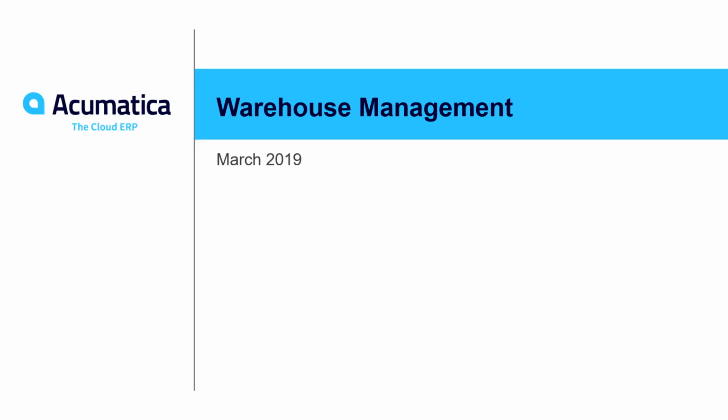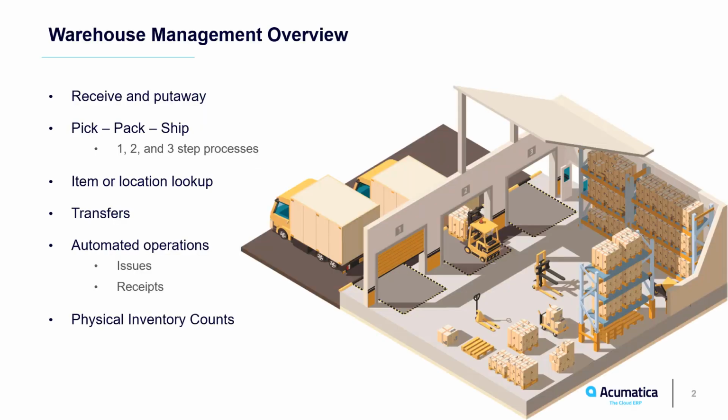Mobile Warehouse Management. Acumatica offers basic warehouse management functionality with barcode scanning. Mobile devices interact with ERP data in real time without intermediate servers. In this video, we review automated receiving and shipping processes.